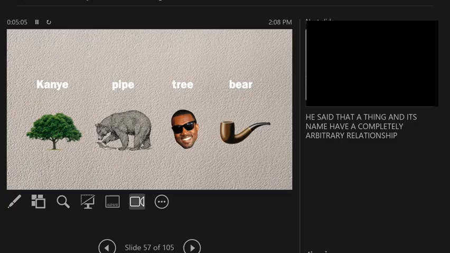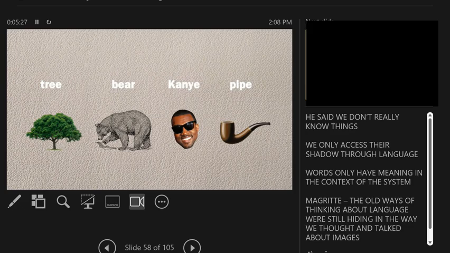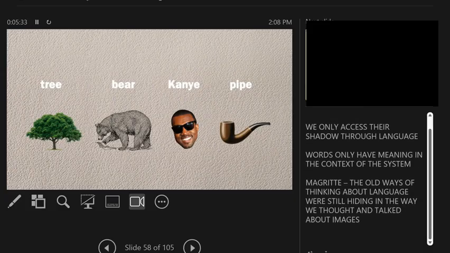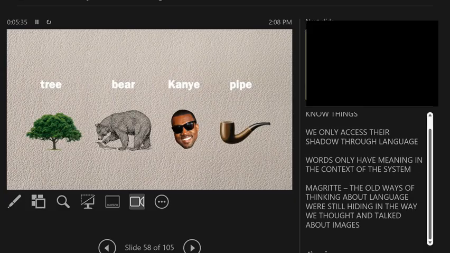When you name something, the name and the actual object is arbitrary because it very well could have been called an apple. Right. It very well could have been called a tree or a bear or Kanye. He said that a thing and its name have a completely arbitrary relationship. And he said we don't really know things, we only access their shadow through language. And that words only have meaning in the context of the system.